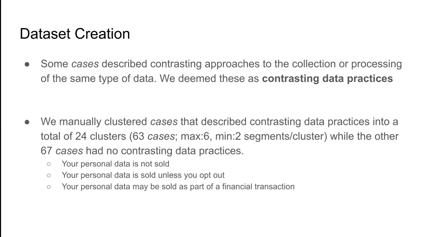But in order to make this a problem that can be solved using machine learning, we created a dataset, and we defined a problem. Some cases were contrasting, by which I mean they pertained to the same data type, but they were different practices. Let me give you an example. For the data practice, your personal data is not sold, which is a case, your personal data is sold unless you opt out is a contrasting case. And your personal data may be sold as part of a financial transaction is another contrasting case, because all of these deal with your personal data and how it is sold and in what conditions.